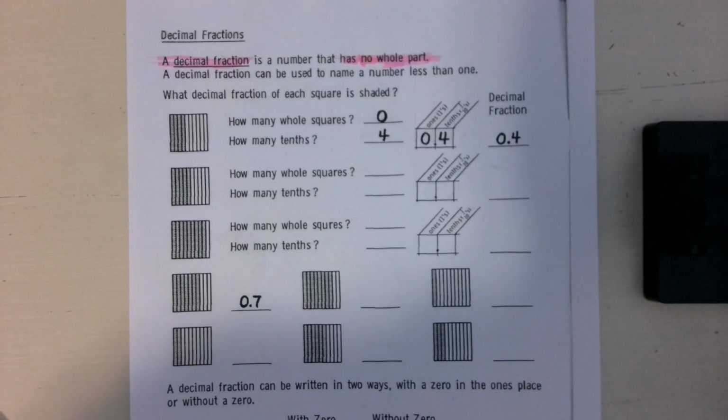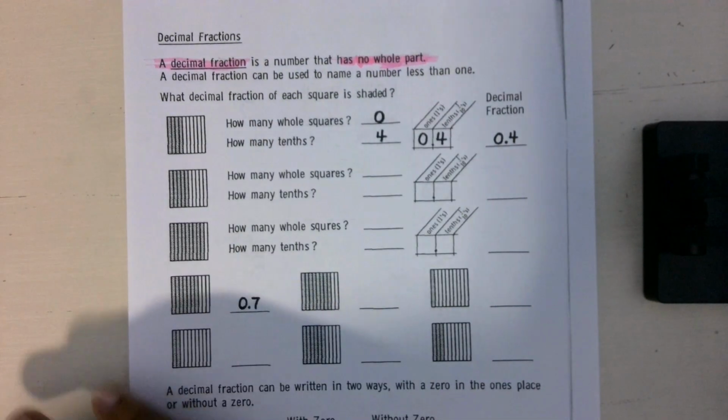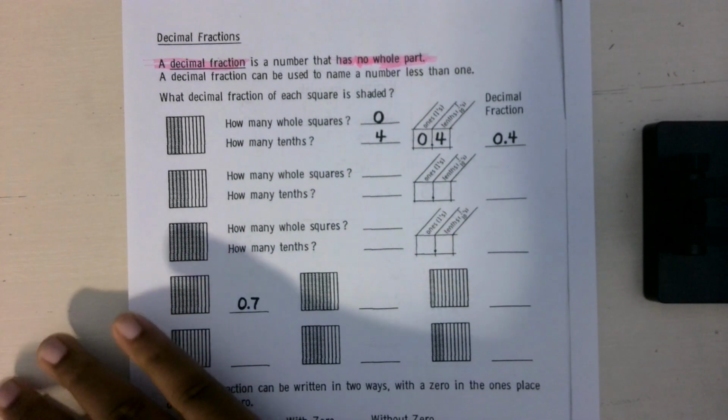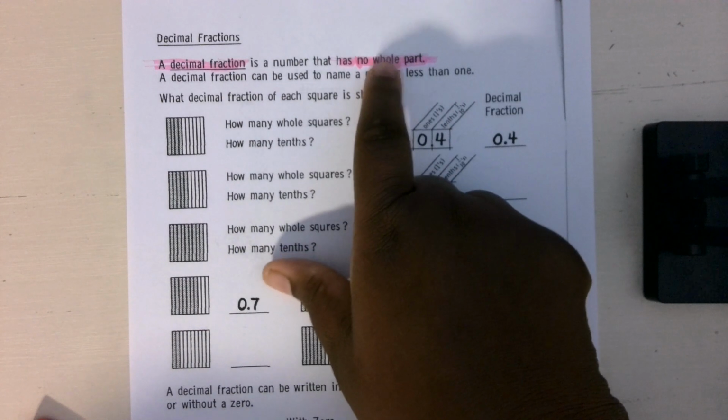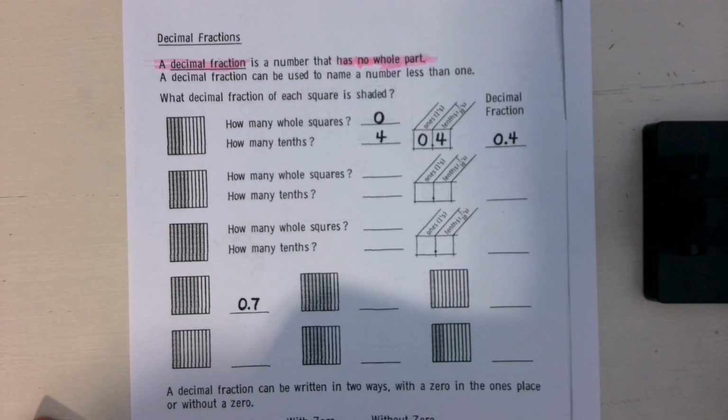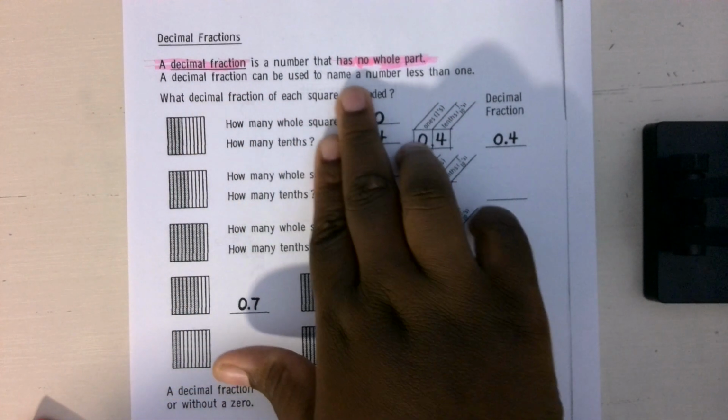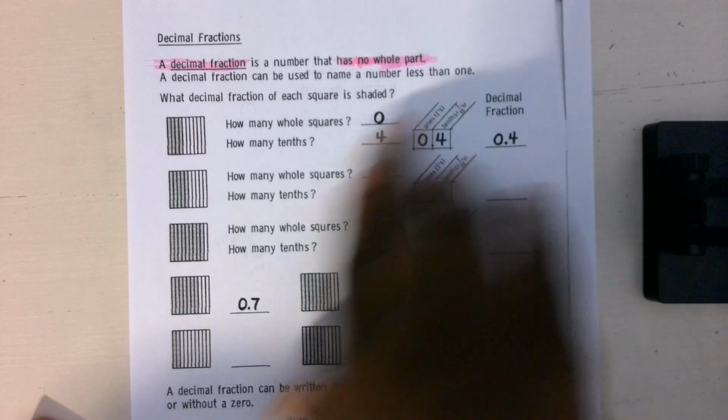Now we're going to move right along with decimal fractions. A decimal fraction is a number that has no whole parts. The key here is that a decimal fraction has no whole part. That means there are 0 whole units. A decimal fraction can be used to name a number less than 1.